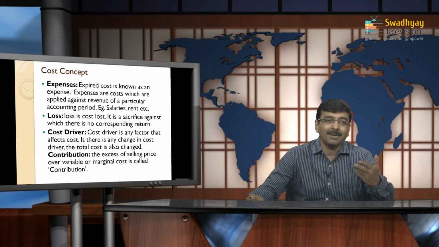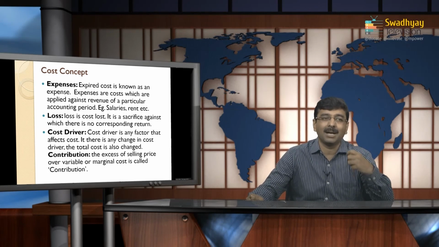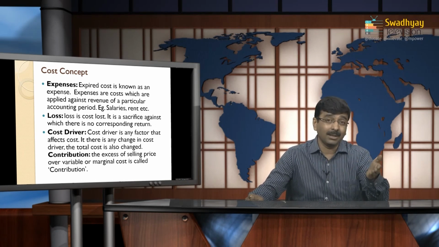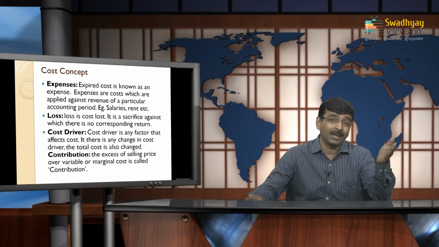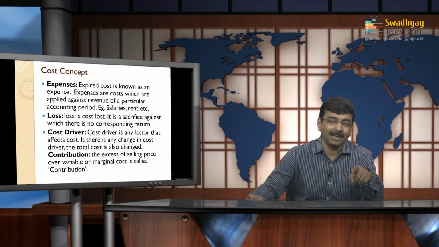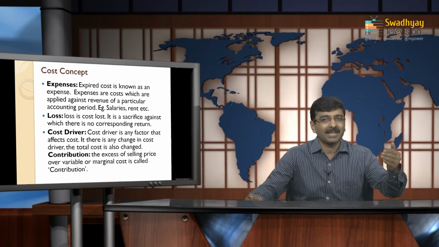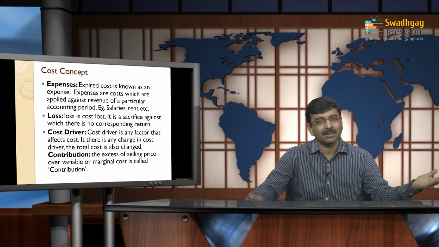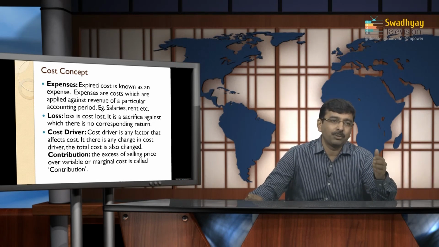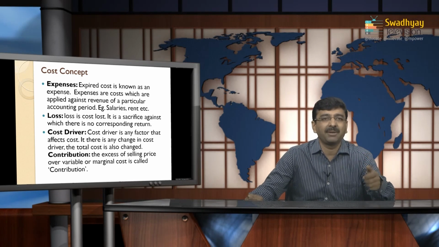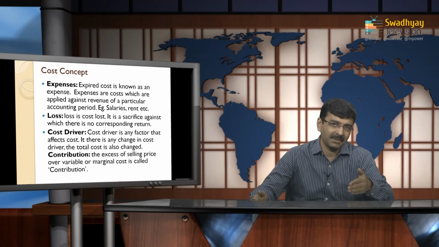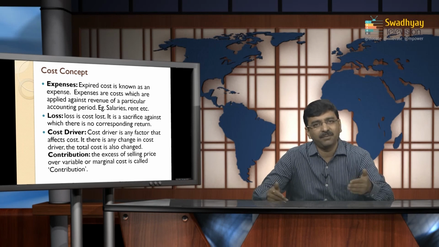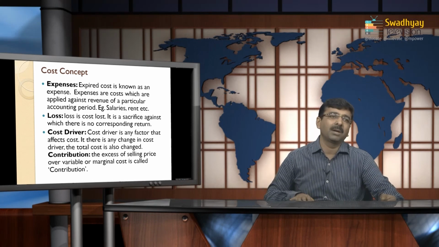Cost driver is a factor that affects the amount of cost. If I take the same example, coconut oil, the coconut is a cost driver. The cost driver shows what amount of expenditure is incurred and how the expenditure changes on the basis of certain parameters. Contribution is the difference between the selling price and variable expenses. It means that if your variable expenses are lesser than the selling price, the difference is your contribution. So this is all I wanted to tell you about cost concepts.